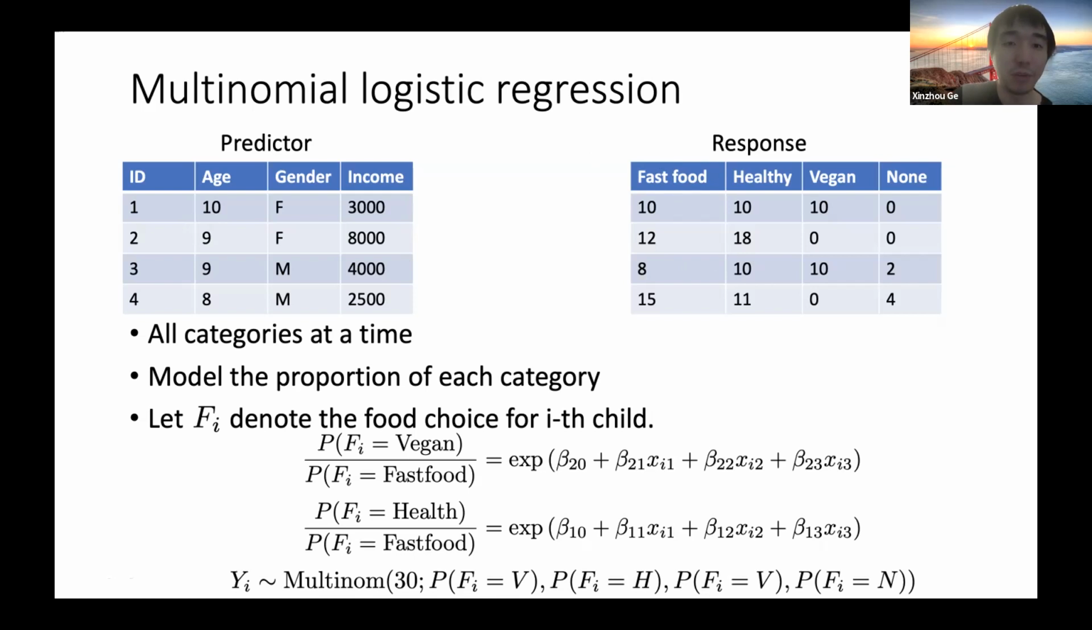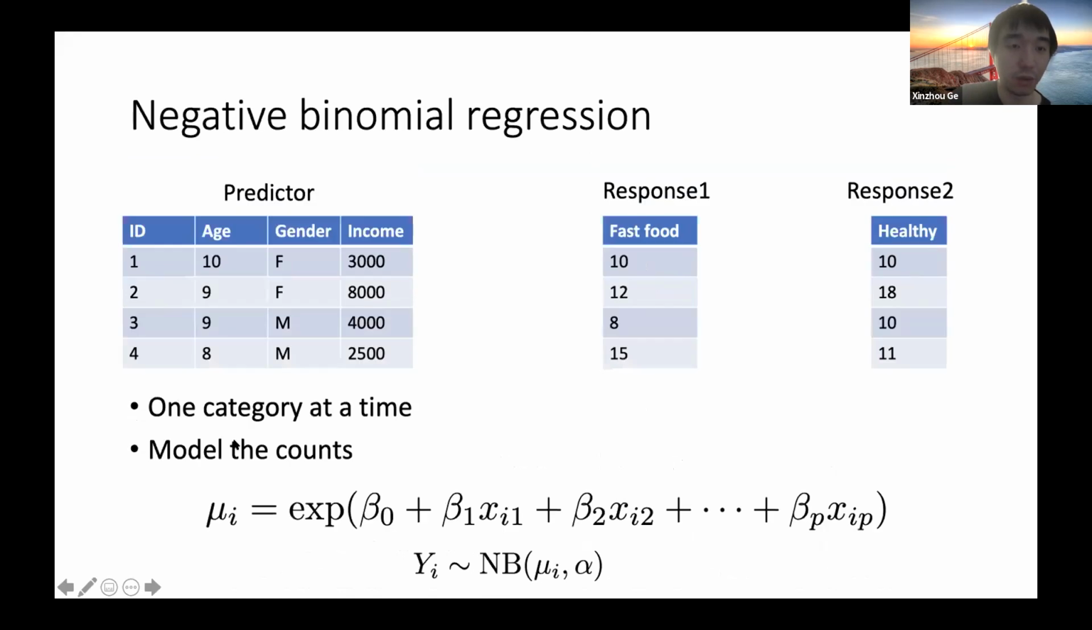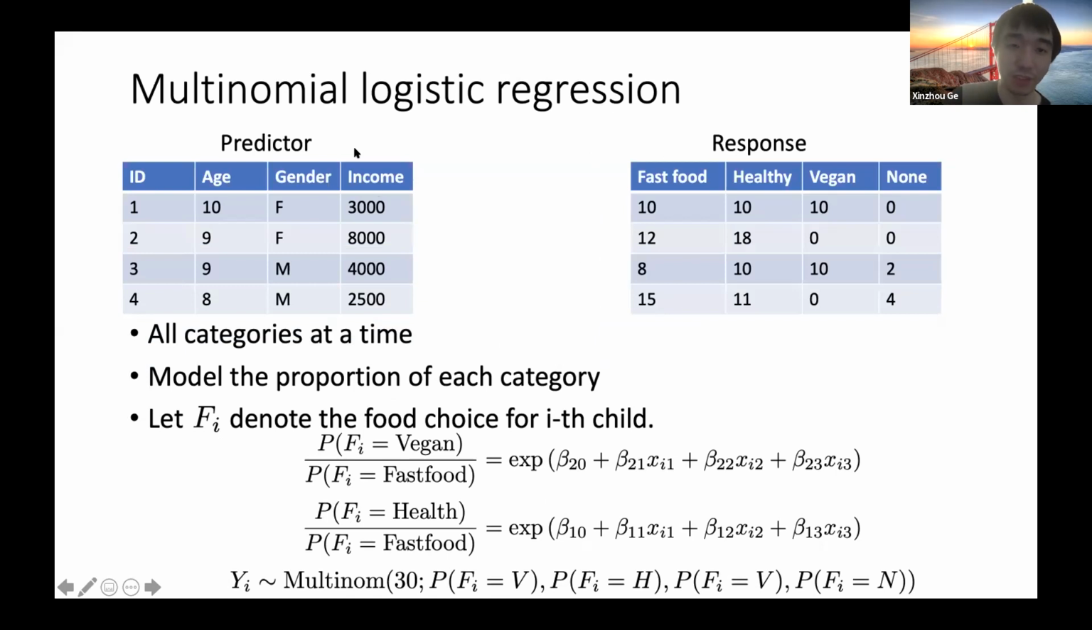In the negative binomial regression, we model the counts. So we focus on these count values, but in multinomial logistic regression, we focus on the proportion of each category. And the random structure for the multinomial logistic regression is as follows.